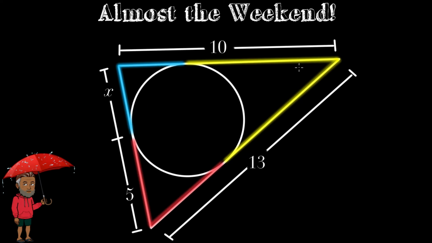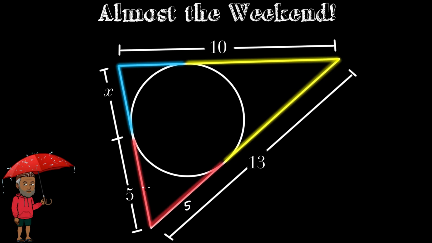This yellow and this yellow, I don't know how long the yellow is. I do know that the yellow and the blue add up to 10, but I don't know how much either of them is by themselves. I also see that the yellow and the red add up to 13. Now, what I notice is that this red piece is 5, which now tells me that this piece must be 5.